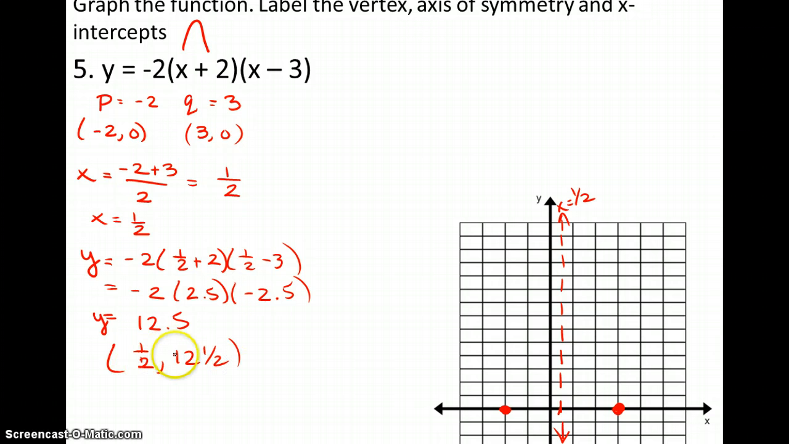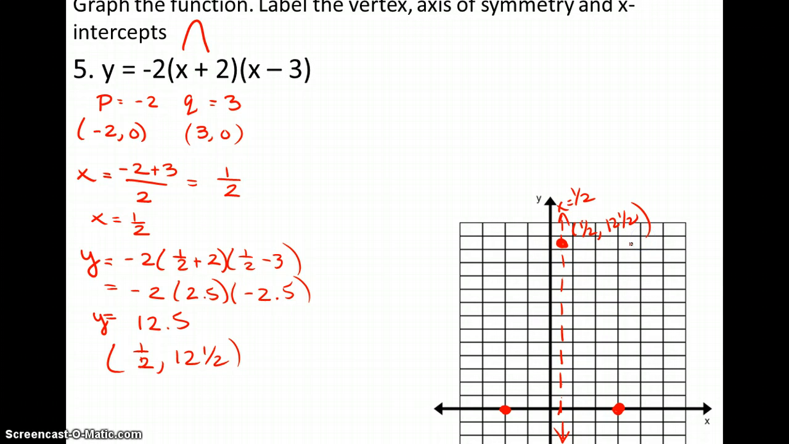I know I keep going back and forth from fractions to decimals, but it's just 0.5, so don't be mad at me. So count all the way up to 12.5. So 1, 2, 3, 4, 5, 6, 7, 8, 9, 10, 11, 12. Yes, I had to do that out loud. 12.5. So this is 1/2 and 12.5.